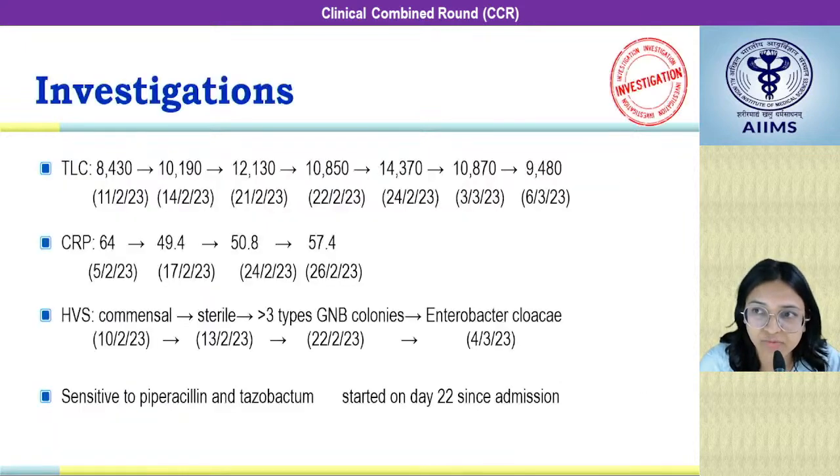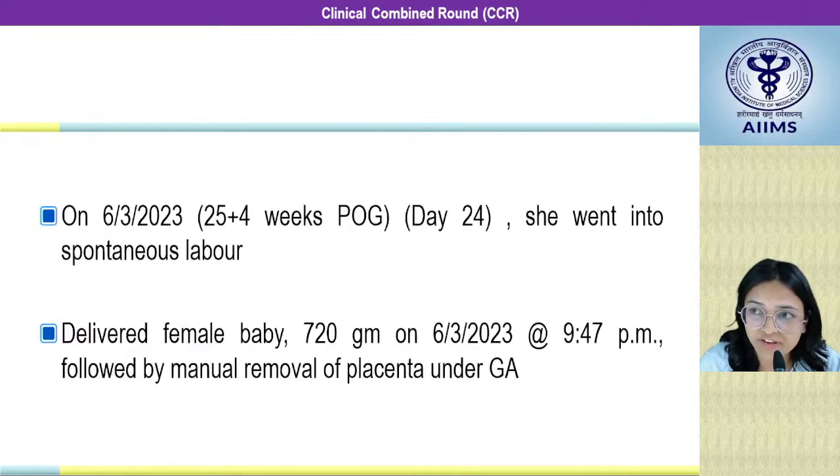In her investigations, the total leukocyte count was within normal limits throughout her antenatal period. The CRP was on the higher side, but it was constant. On high vaginal swab, early there were commensals, then more than 3 types of GNB colonies. Finally, on the 4th of March, the high vaginal swab grew Enterobacter cloacae, which was sensitive to piperacillin and tazobactam. So we started her on piptaz on day 22 of admission.